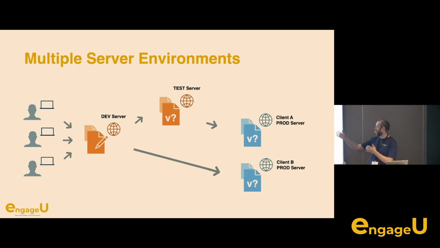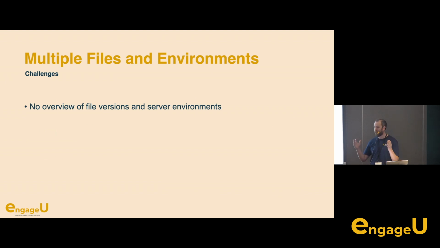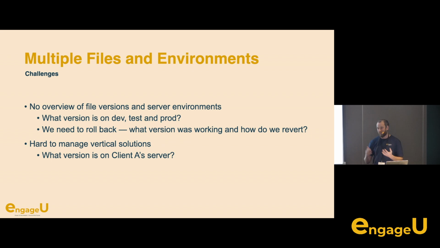And you might also be deploying directly from the development server to the production server. Versioning becomes kind of a nightmare. So as I said, you don't really have an overview of the servers and what versions exist on the servers. And if you need to roll back, it's really hard, again, because of the versioning. And if you have vertical solutions, you have to do a lot of manual deployments. Maybe you only want to update one of them. Maybe you want to update all at the same time. Maybe you do some custom development for one customer. That's hard.